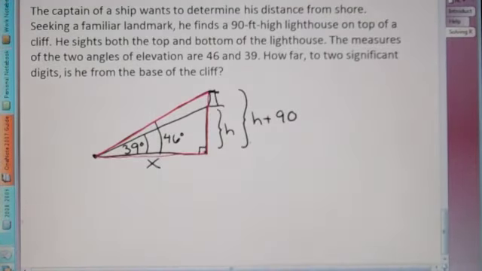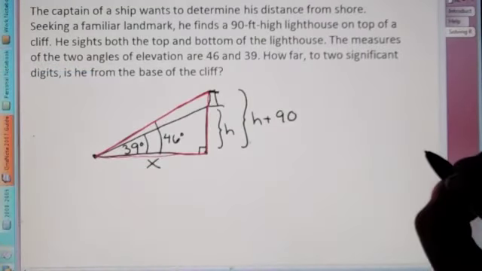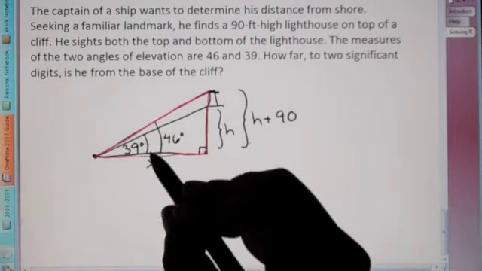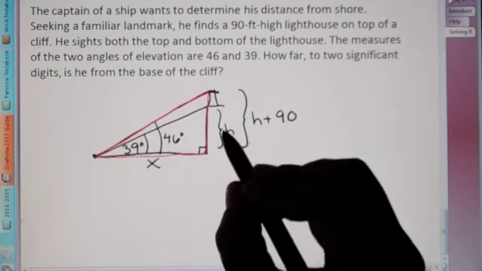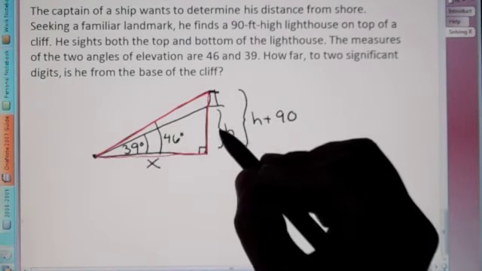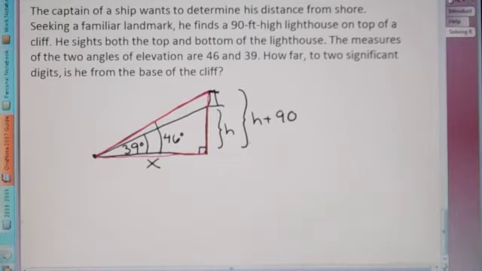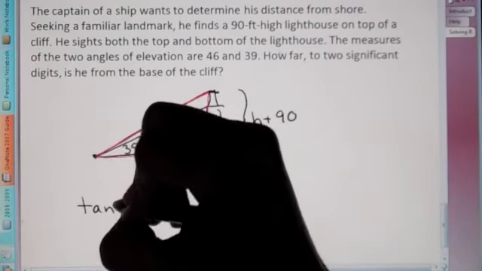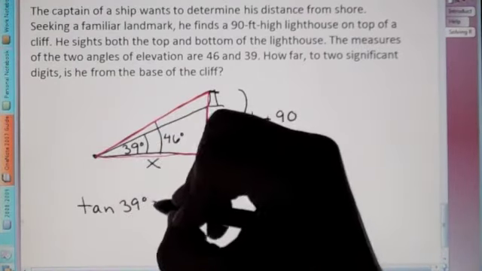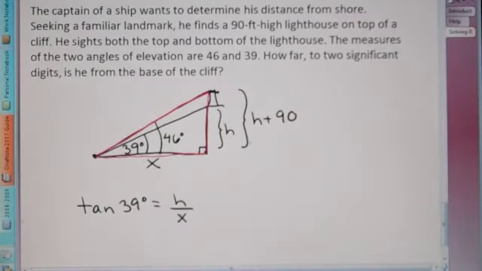That's our other triangle. So we're going to set up 2 different equations here so we can solve this. So let's talk about the smaller one first. The 39 degrees, so the black triangle. We need to know the height, the opposite, and we need to find the adjacent. So opposite over adjacent is going to be tangent. So the tangent of 39 degrees is equal to the height of the cliff over x, which is the distance from ship to shore. That's one equation.